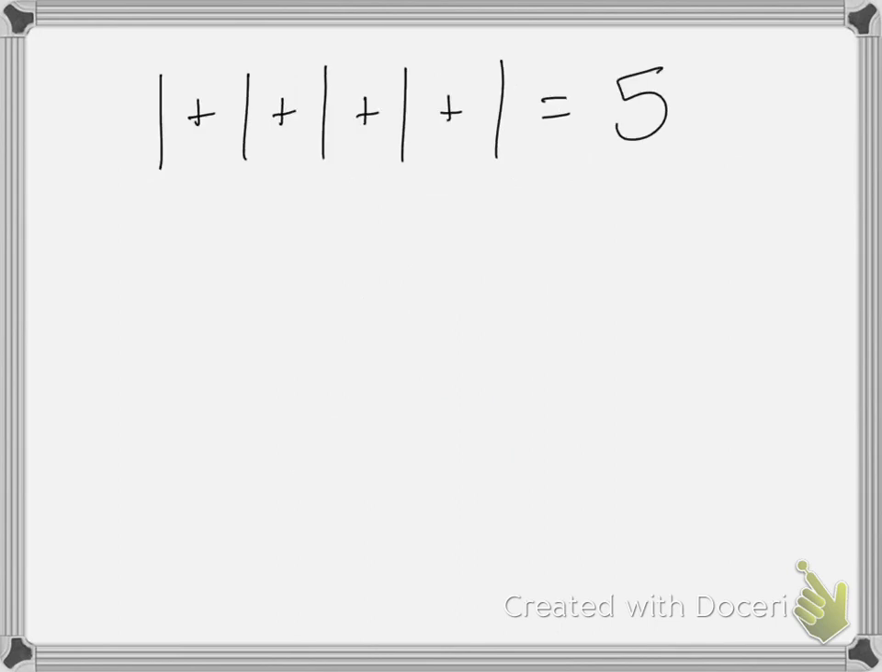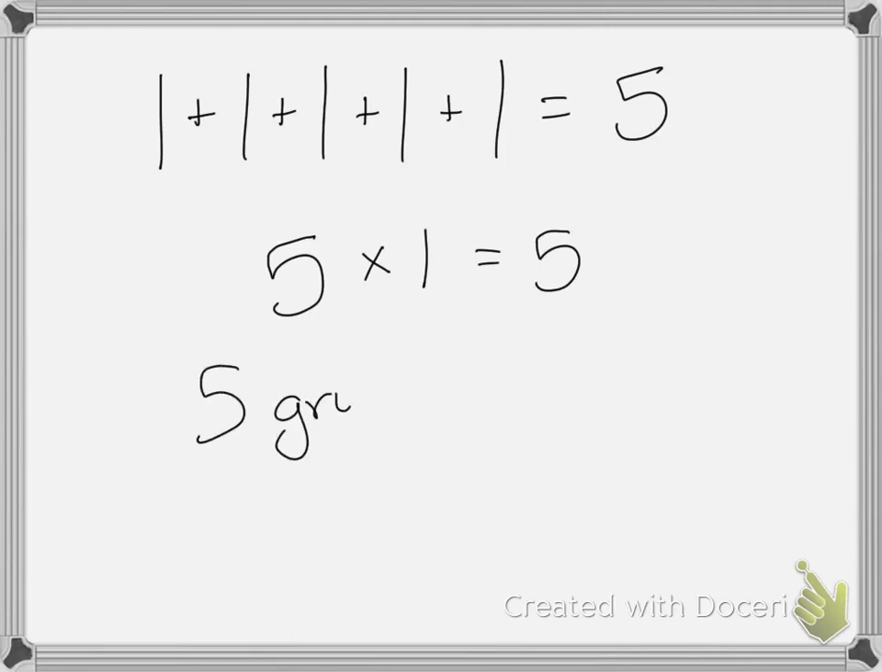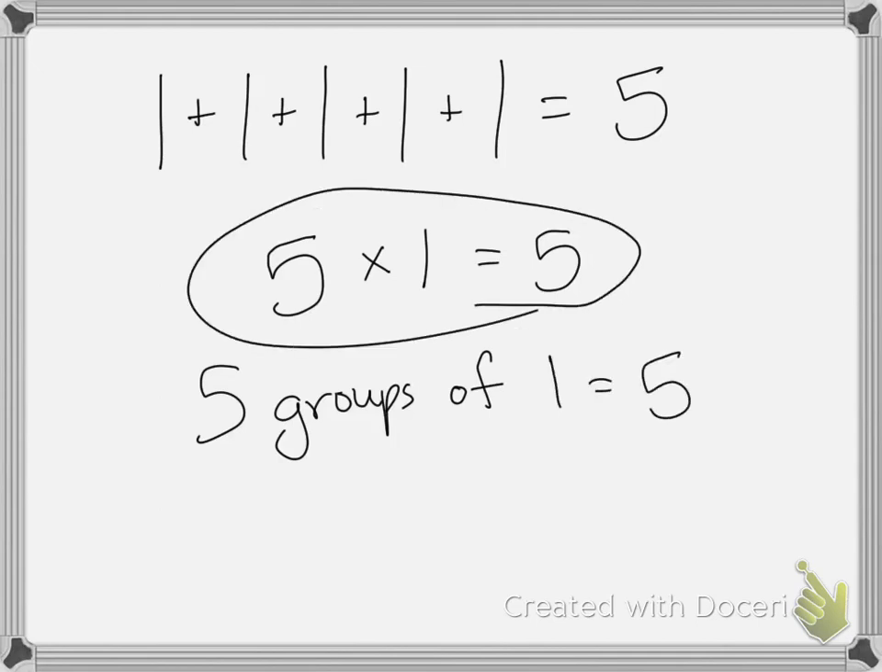Okay? So here I have 1 plus 1 plus 1 plus 1 plus 1 equals 5. And there are 5 ones being added. So if I wanted to write this as a multiplication problem, I would write 5 times 1 equals 5. Or 5 groups of 1 equals 5. Okay, this way is a lot shorter. 5 groups of 1 equals 5.